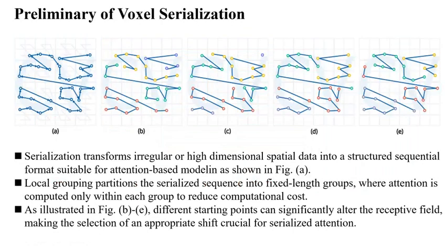First, we introduce the basic idea of voxel serialization and its limitations. Serialization transforms irregular or high-dimensional spatial data into a 1D token sequence and employs local grouping to reduce the computational cost of attention modeling, as shown in Fig. A. As shown in Fig. B, different starting points of the sequence lead to different receptive fields. Choosing the right shift is critical for serialized attention to capture meaningful spatial context.